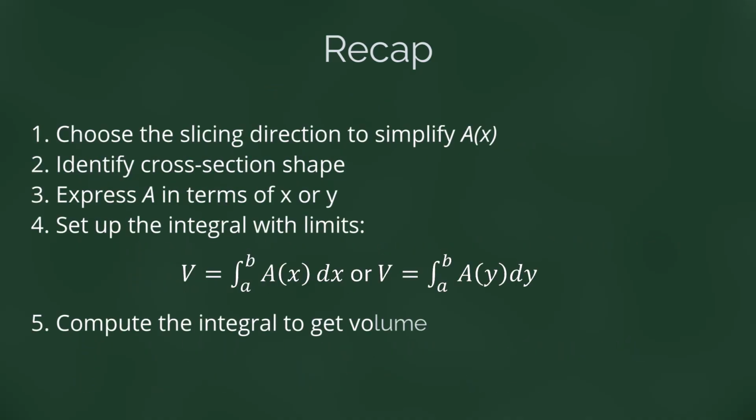We have a 5-step process for any of these methods. The first step is to choose the slicing direction. Then next you identify the cross-section shape. Express your area in terms of either x or y. Find your volume formula, including any limits of integration. And last but not least, evaluate the integral.